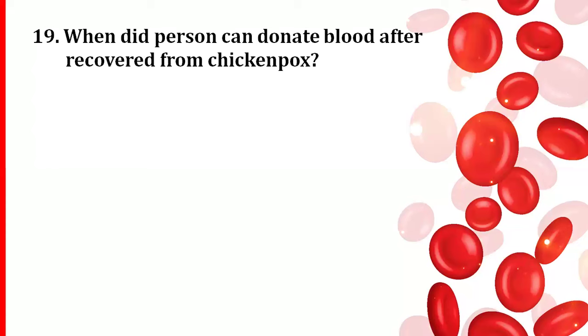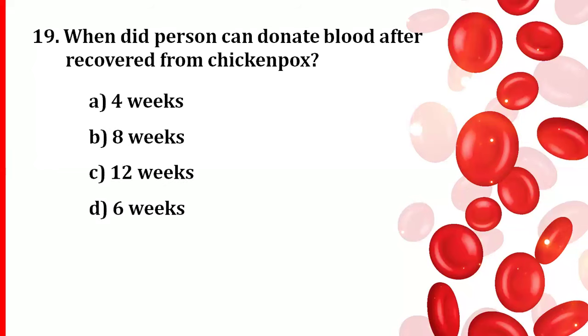Next question. When can a person donate blood after recovering from chickenpox? Option A, 4 weeks. Option B, 8 weeks. Option C, 12 weeks. Option D, 6 weeks. Here, the right answer is 8 weeks. Once the person has recovered from chickenpox, after 8 weeks they can donate blood. But according to some literature, a minimum of 4 weeks is required, so after 4 weeks they can donate blood.